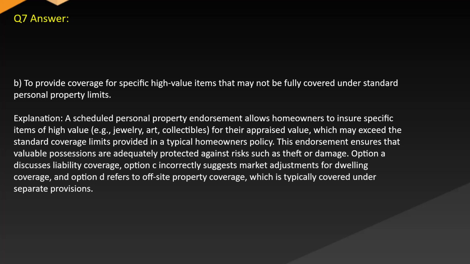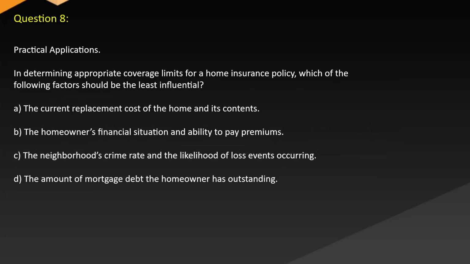Option A discusses liability coverage. Option C incorrectly suggests market adjustments for dwelling coverage, and Option D refers to off-site property coverage, which is typically covered under separate provisions.